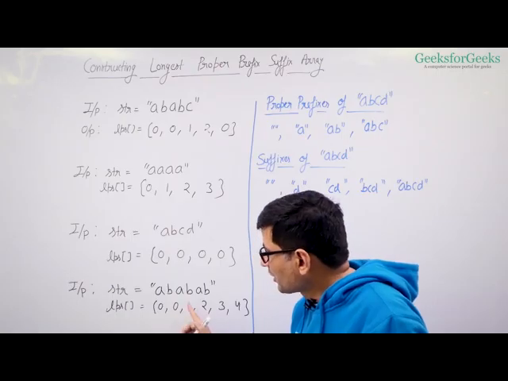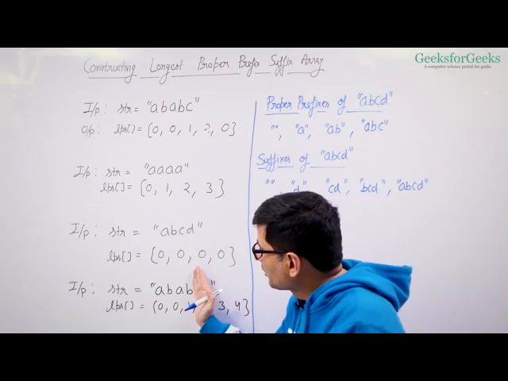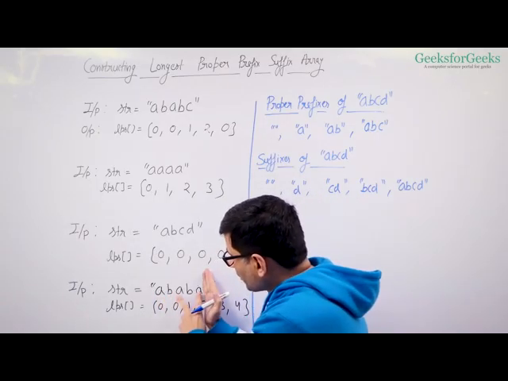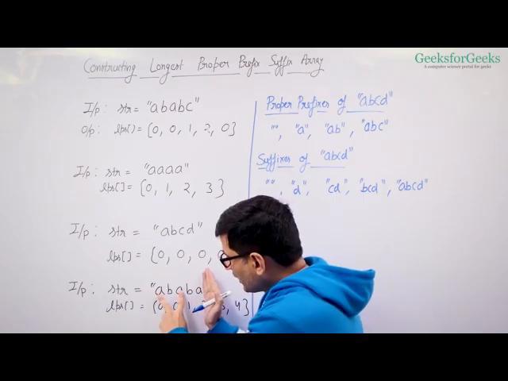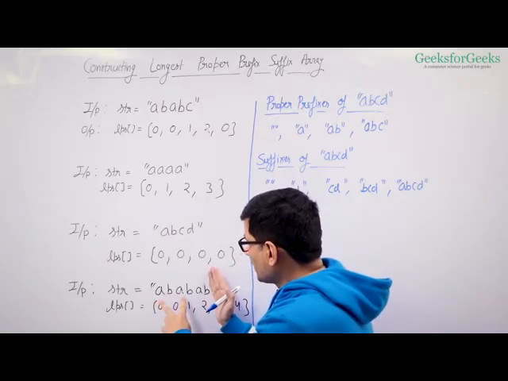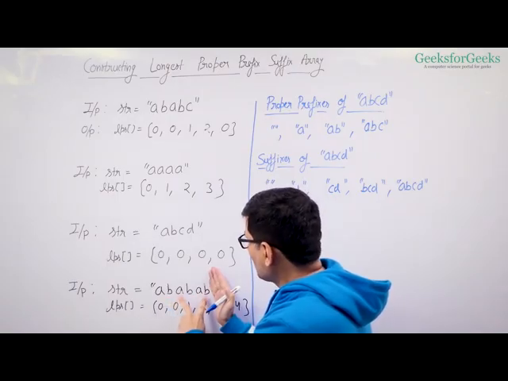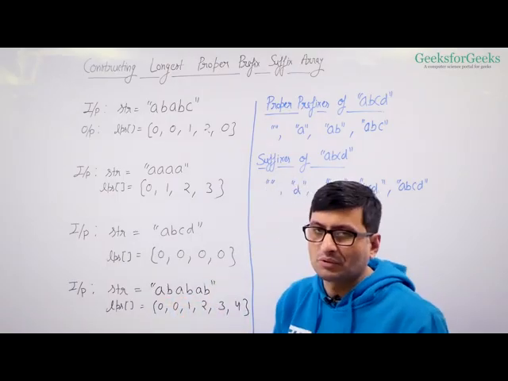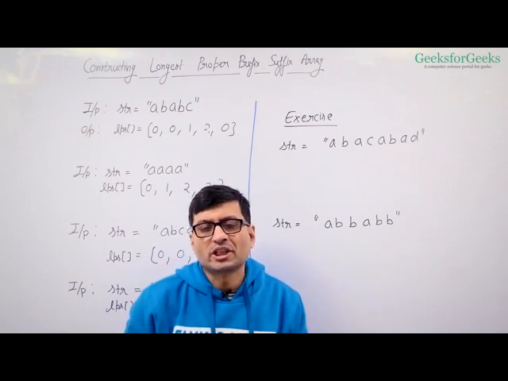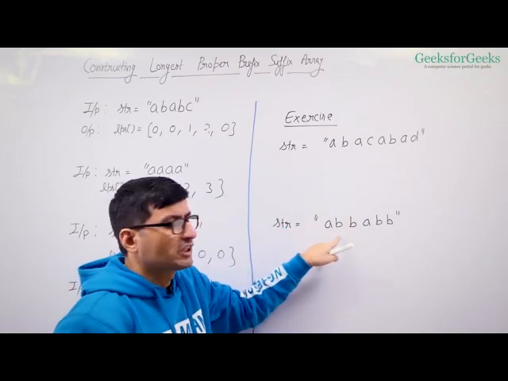Third is 1 because there is a proper prefix which is also a suffix. Fourth is 2 because there is a proper prefix AB which is also a suffix. Fifth one is 3 because there is a proper prefix of length 3 which is also a suffix. Sixth one is 4 because there is a proper prefix of length 4 which is also a suffix, right? So that's why we have the output as 4. Now here is an exercise for you to make sure that you understood the question really well. Please write down LPS arrays for this string and this string.